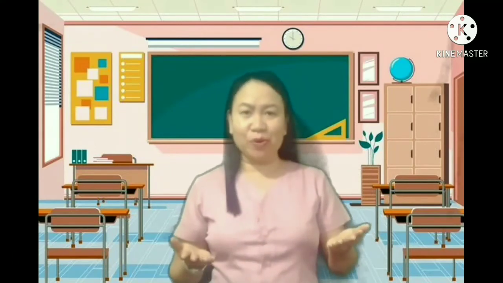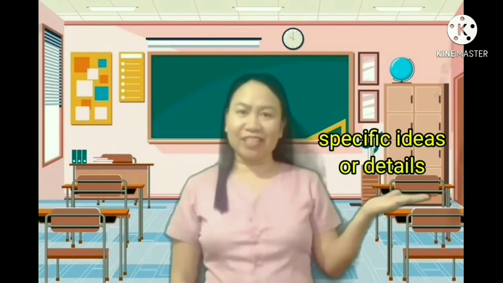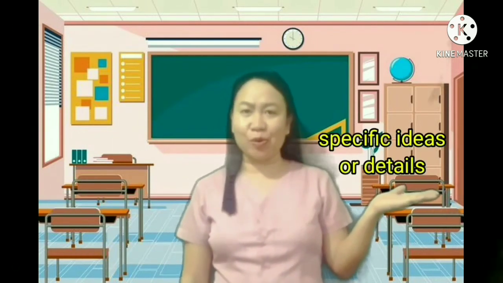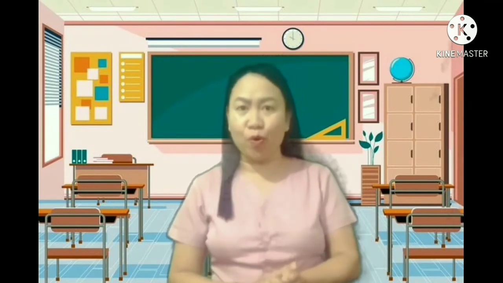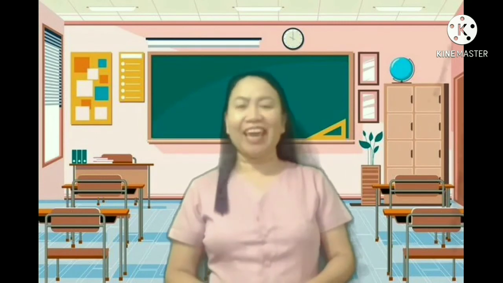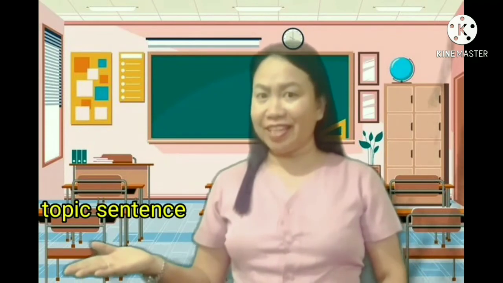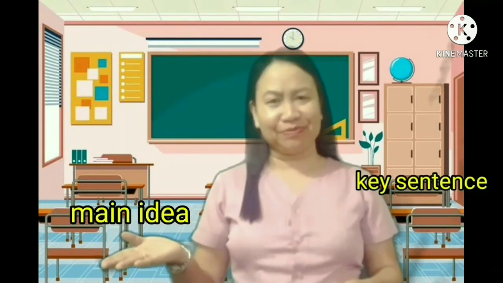It's time now to review what we have just discussed. Cite means to mention. Evidence means specific ideas or specific details. Citing evidence means to mention these specific ideas or specific details to give support or proof to a general idea, a claim, or an answer to a question. And general idea refers to a topic sentence, key sentence, or a main idea.